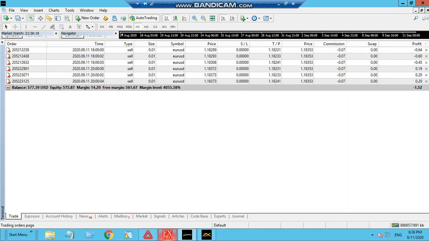Let's see. Okay, so these are the current trades that are going on. This is the price and this is the TP, so that is pretty close. I hope, and I'm pretty much sure, that it will close, because it is pretty close.